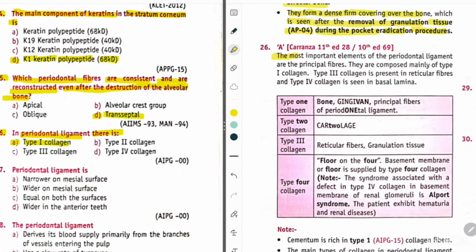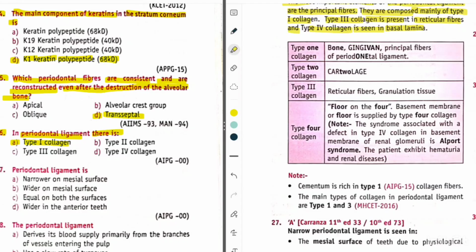Explanation is the most important element of the periodontal ligament are the principal fibers. They are composed mainly of type 1 collagen. Type 3 collagen is present in reticular fibers and type 4 collagen is seen in basal lamina. So bone, gingiva and principal fibers of periodontal ligament are composed of type 1 collagen. We can learn it by 1. So there is also 1 in bone and 1 in periodontal as well. So with this we can remember.